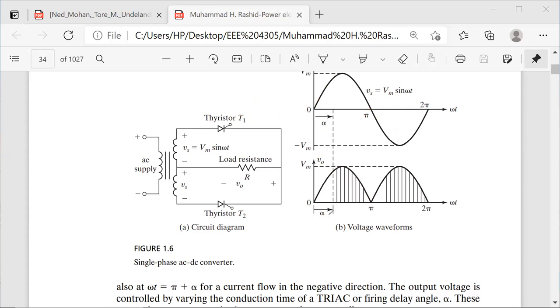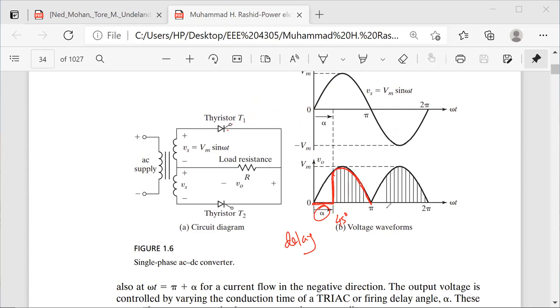you are delaying, this is also called the delay angle. You are delaying, and sometimes maybe omega t, this is pi. So alpha may be equal to, say, 45 degree. Then after 45 degree, you have applied the gate pulse here. So you will not get any voltage here, and then you will get the voltage like this. You got my point? Yes, sir.